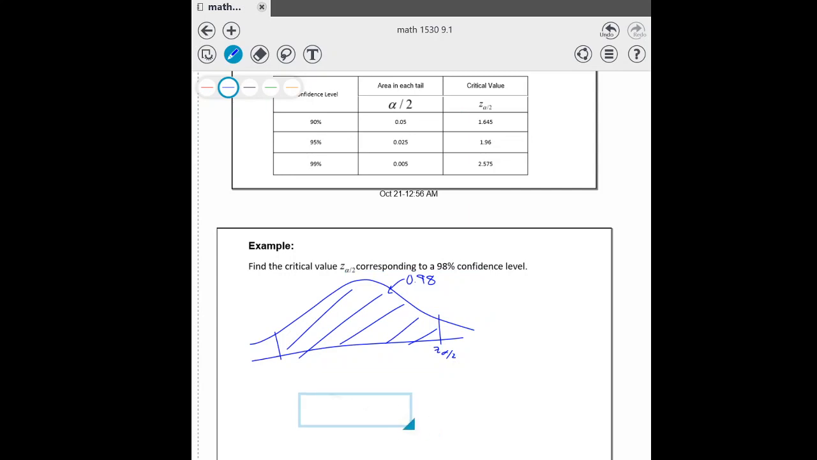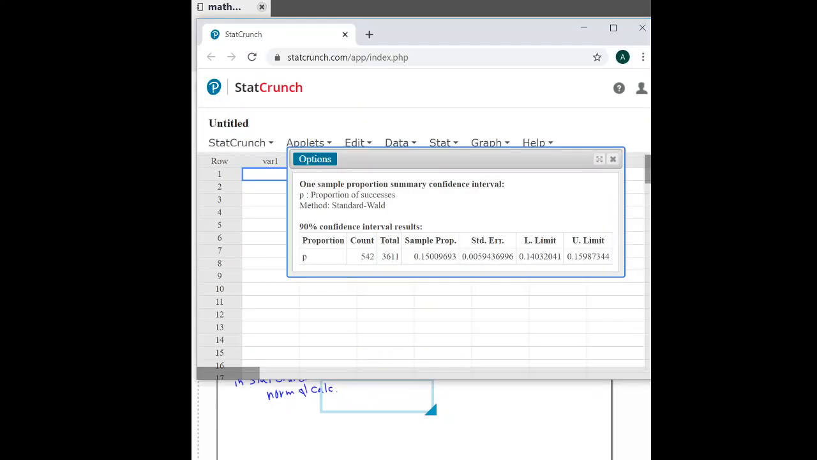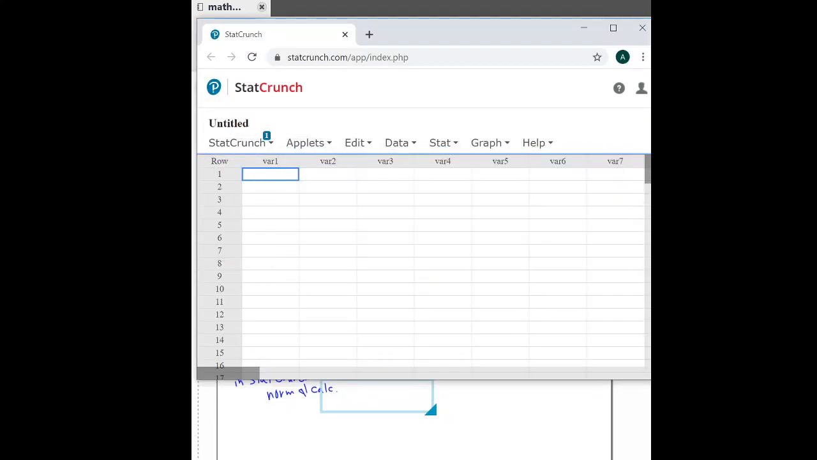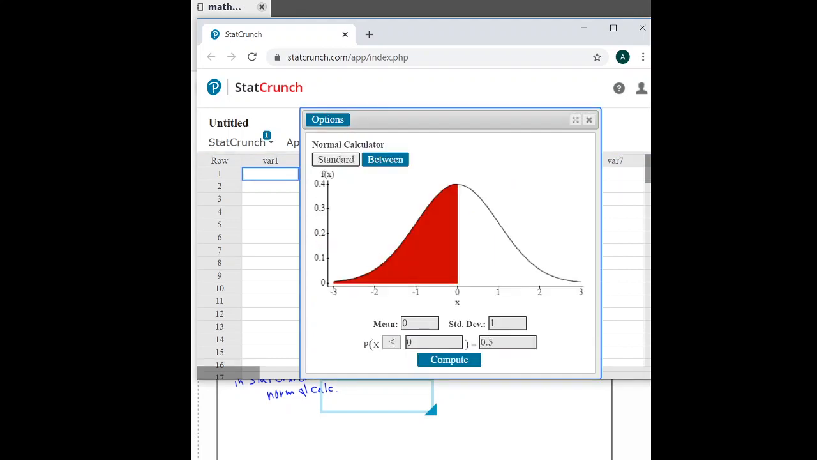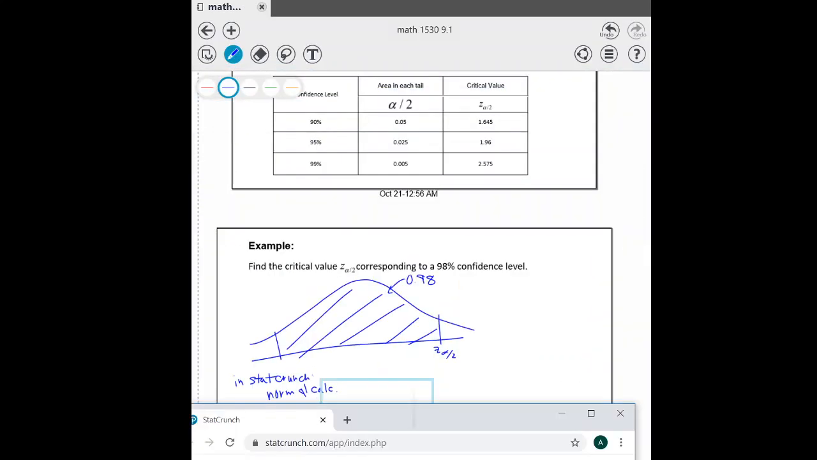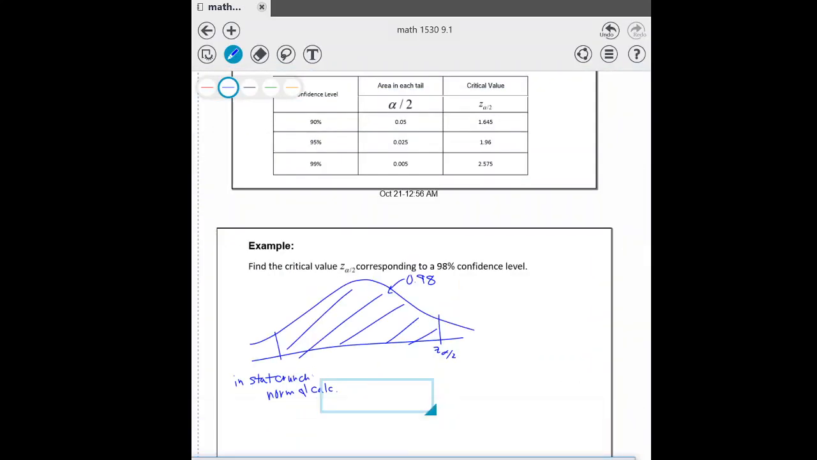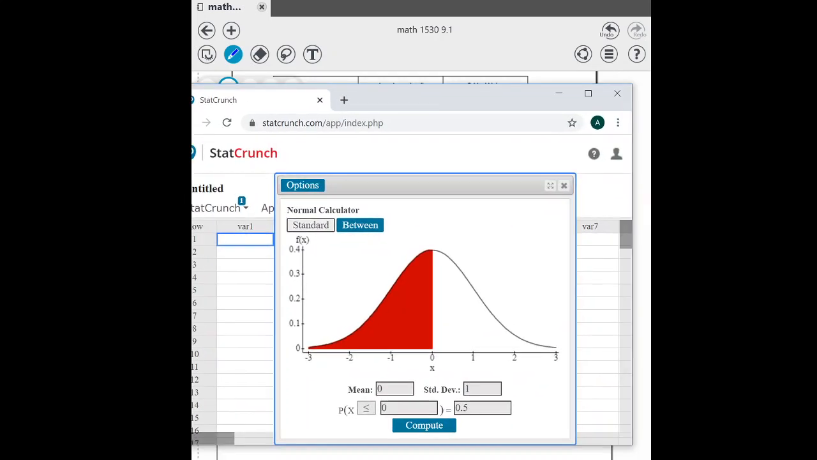So we're going to go to, in StatCrunch, because this is a z, right? Z means normal. We're going to go to a normal calculator. So we did this in 8.1 and 8.2. So let's open up my StatCrunch here. I'm going to exit out of that. We don't need that anymore. So recap from before. We're going to go Stat, Calculators, and we're going to go Normal. Here's our normal calculator. Now, take a look at the picture we just drew. We know the area in the middle is 0.98. So we're going to go to between.